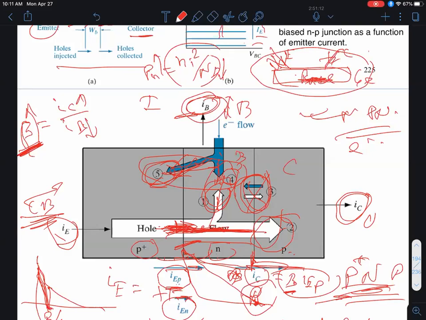Okay, so I can get voltage gain, but I don't get current gain. Okay, however, you still can get power gain, because power gain is the product of the voltage gain and the current gain. So you still get power gain, but you don't get both voltage and current gain.